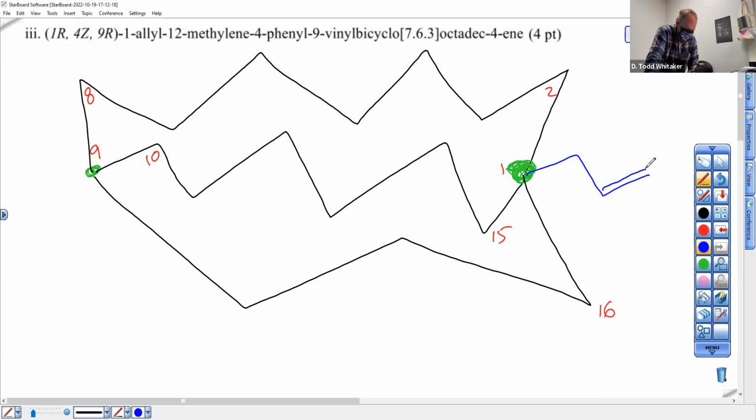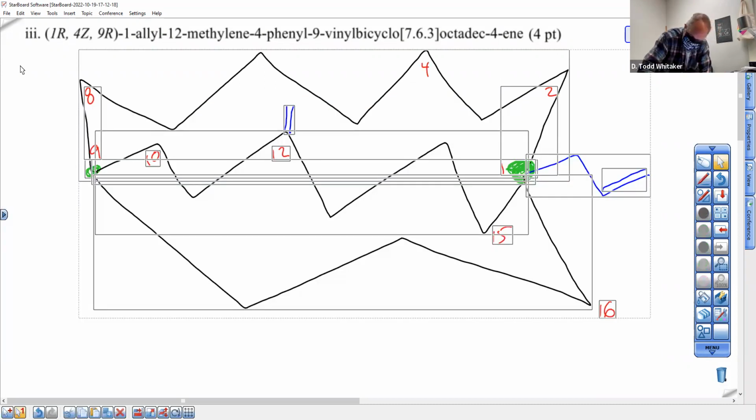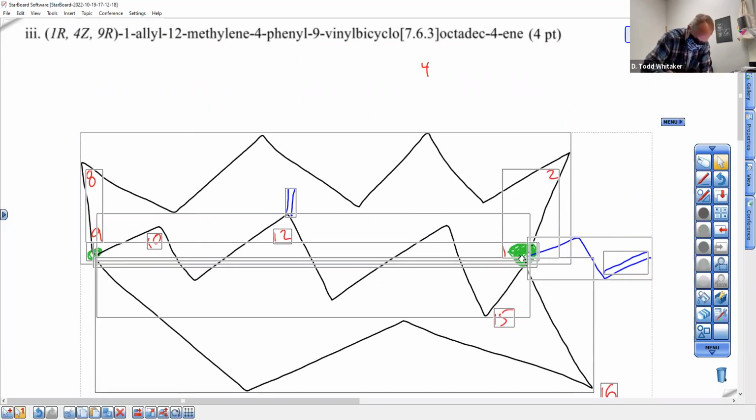And we'll do stereocenters later. 12, I needed a 12 and I didn't write it. How do you draw methylene? Just double bond to a CH2, right? Right there. And on 4, I didn't write 4, but it would be here. Now I've got to move my molecule. Didn't get the 4.